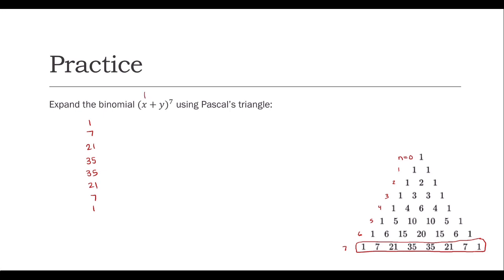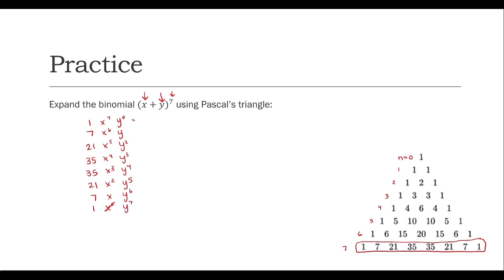And then we'll do our first term, starting with our highest exponent. So x to the 7th, x to the 6th, x to the 5th, x to the 4th, 3rd, squared x, and then x to the 0, which is just 1. And then we'll take our second term, our y, and start at 0, so y to the 0, and go all the way up to 7. So then we have y squared, cubed, 4th, 5th, 6th, 7th.